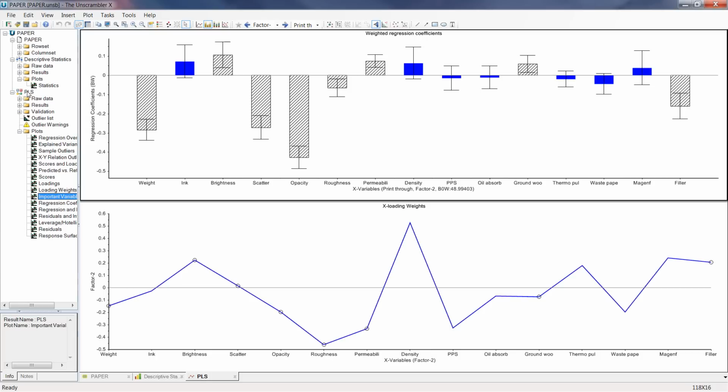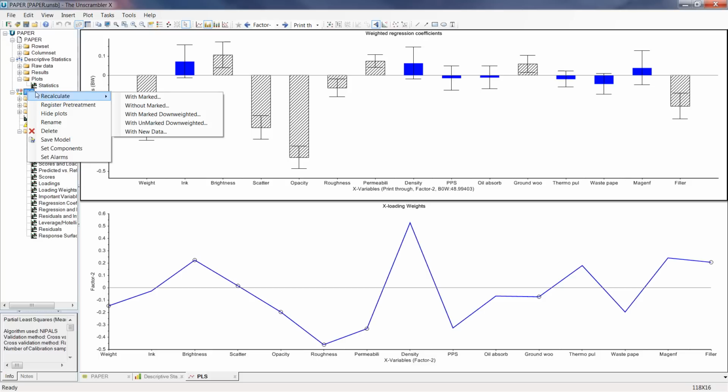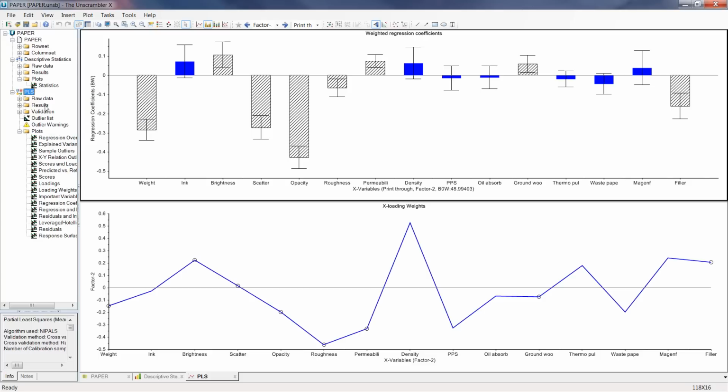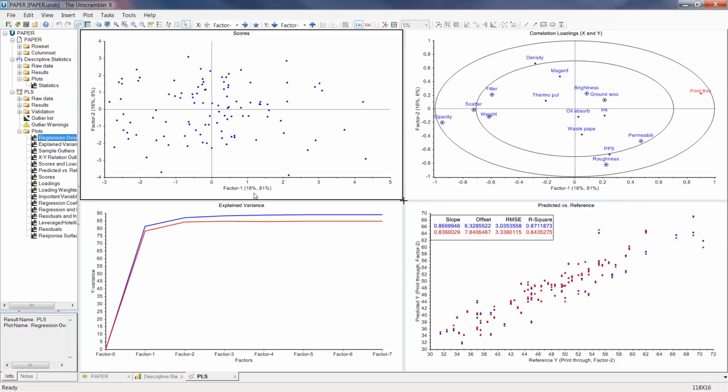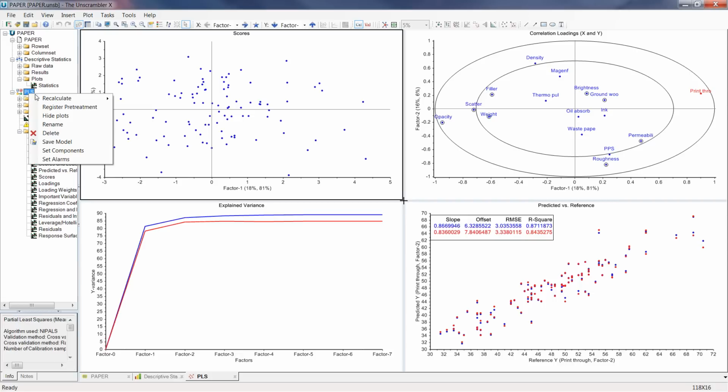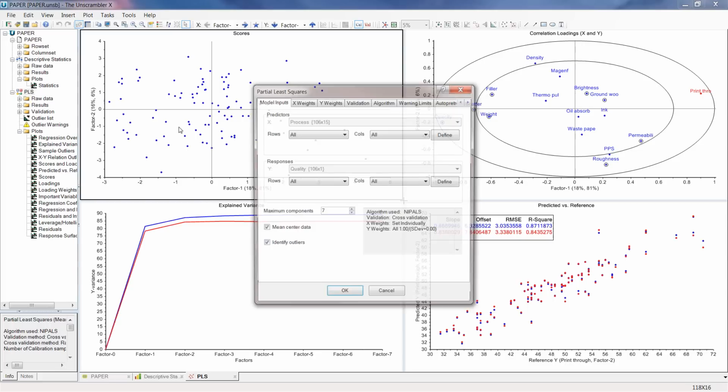Now what we can do is we can recalculate, or if we go back here. We can see if we look here, factor 1 explains 18% of our X data, and that explains 81% of our Y data. So that's telling us here that we have a lot of X data that is not important, which is why you might want to do some variable reduction here. And we can do that by doing recalculate with unmarked downweighted.